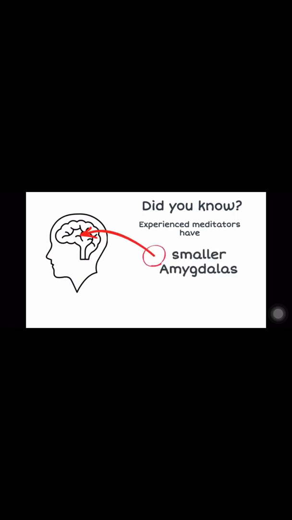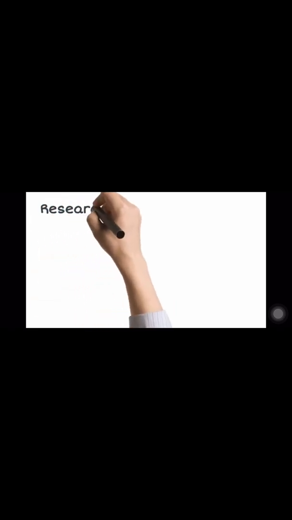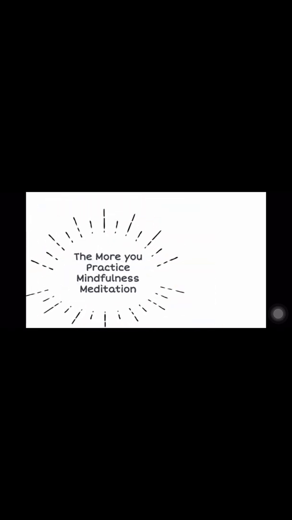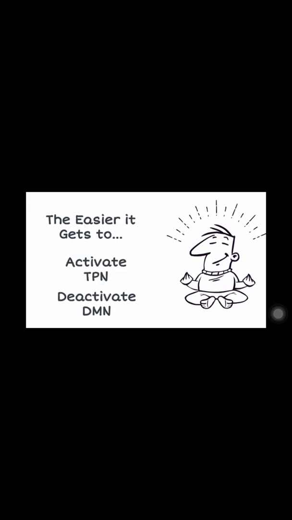Experienced meditators have been found to have smaller amygdalas responsible for stress. And so this change in structure of their brains means that they are able to react differently to the stresses and strains of everyday life. Research also shows that the more you practice mindfulness meditation, the easier it is for you to activate your TPN and deactivate your DMN.